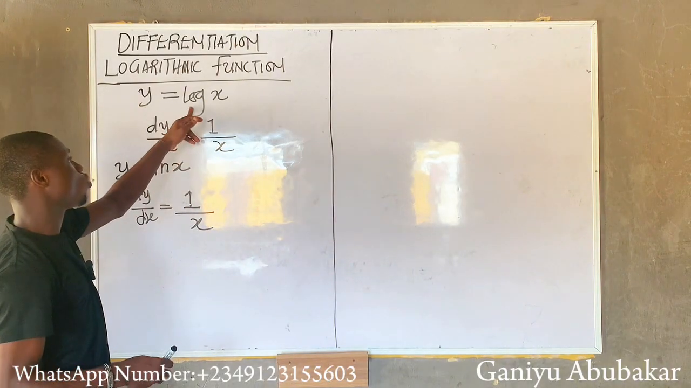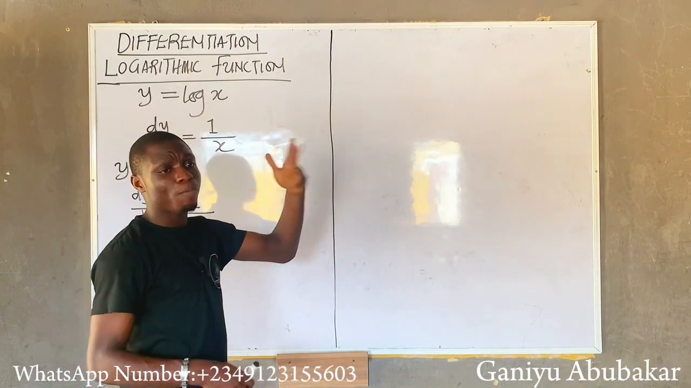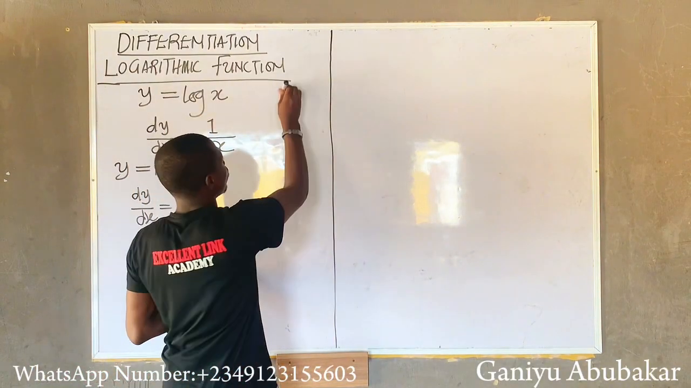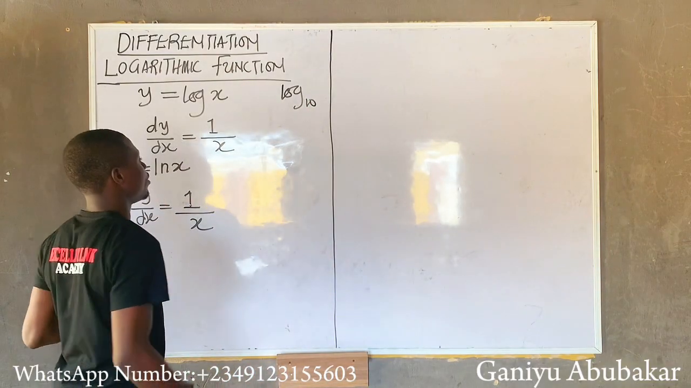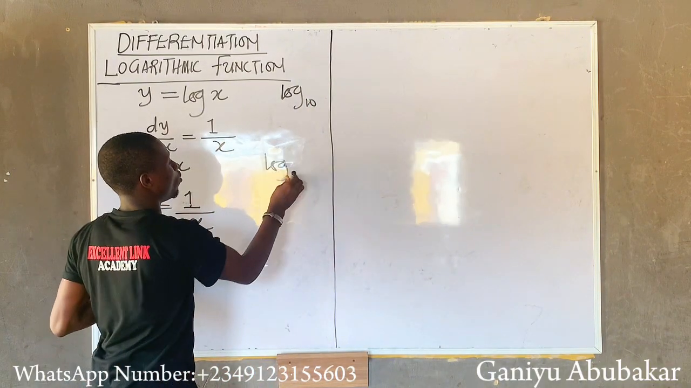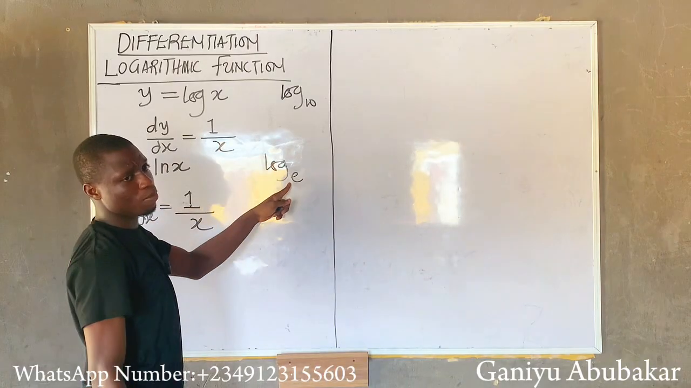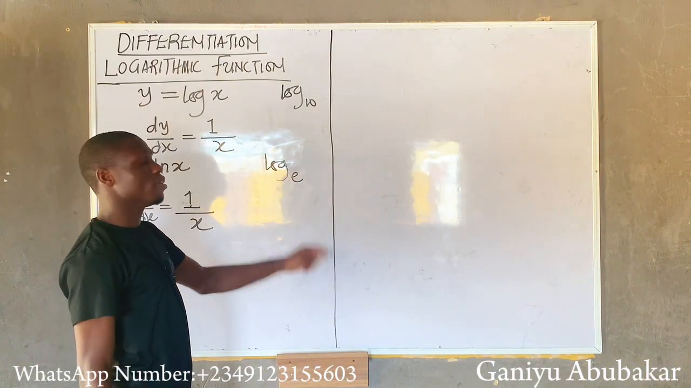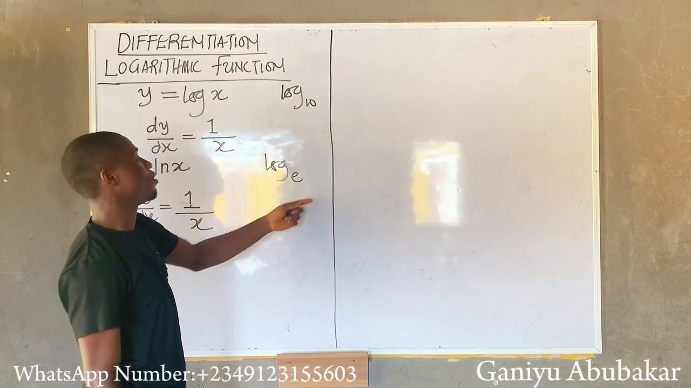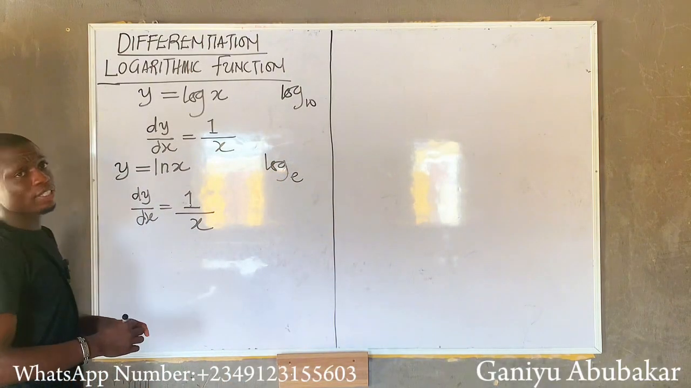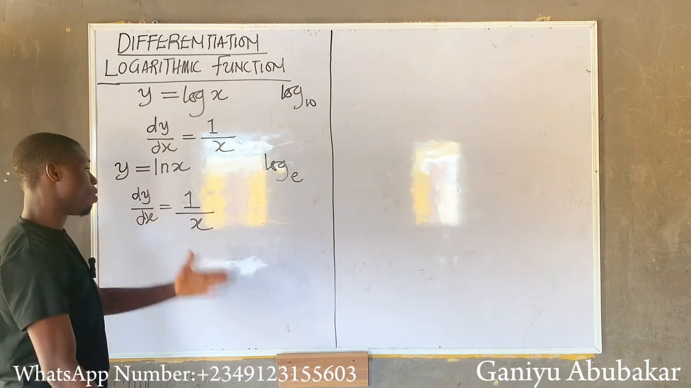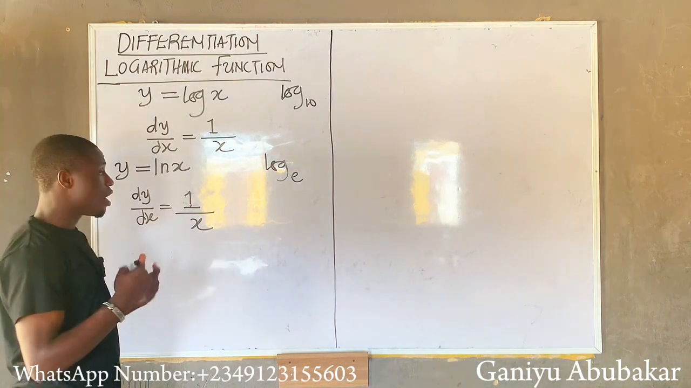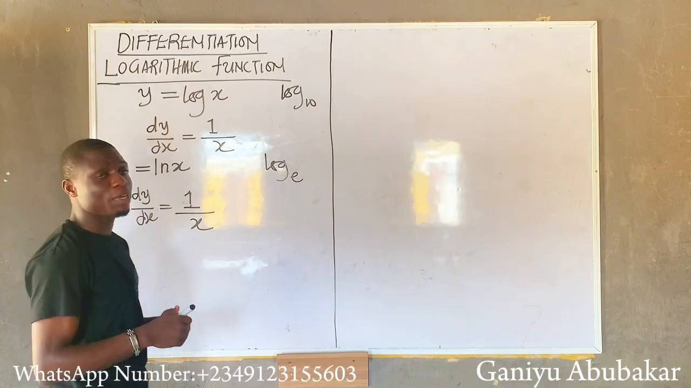By the way, log is the log of a number to base 10, right? But ln is the log of a number, like the natural log, to base e. But irrespective of the base, note that if I differentiate log x, I'll have 1 over x, and if I differentiate ln x, I'll have 1 over x. Let's take an example under this and explain this further.